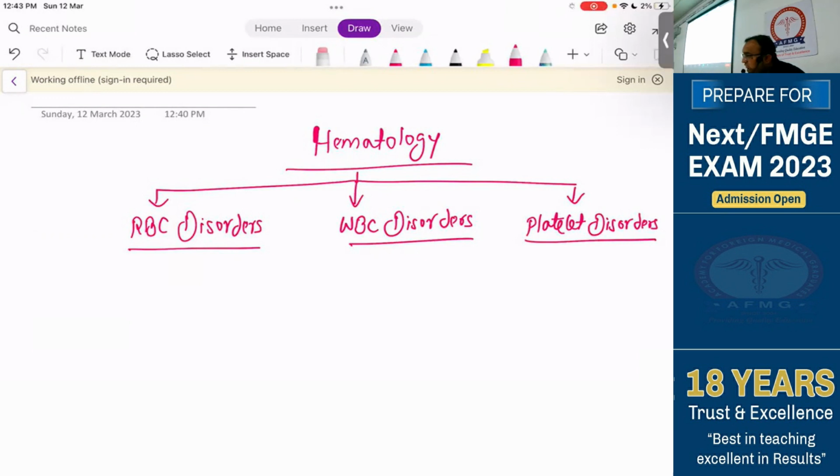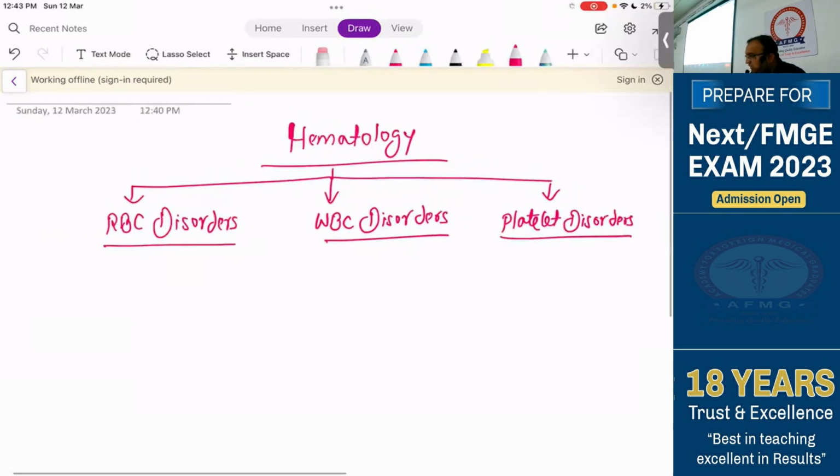Hello. So now we are going to start with a new segment, that is hematology. Hematology is divided into three important segments. In segment 1, we'll see the RBC related diseases. In segment 2, we'll see the WBC related diseases. And in the last segment, we'll see the platelet diseases.